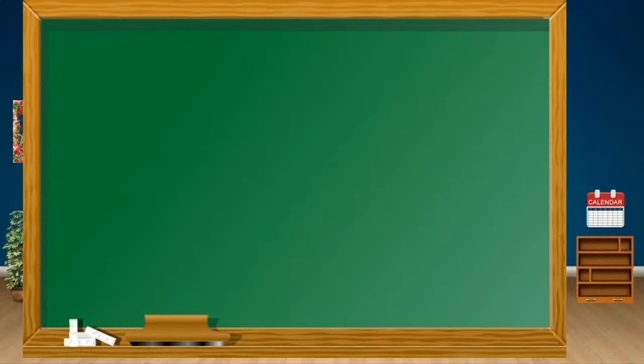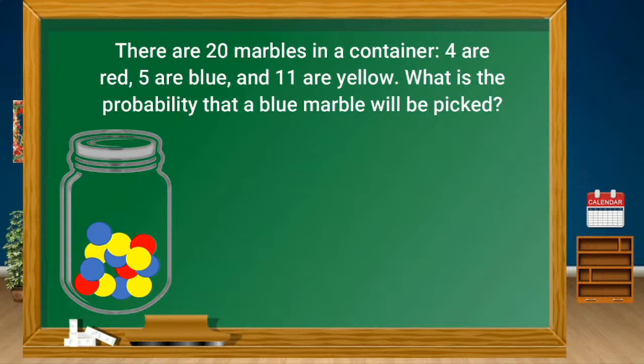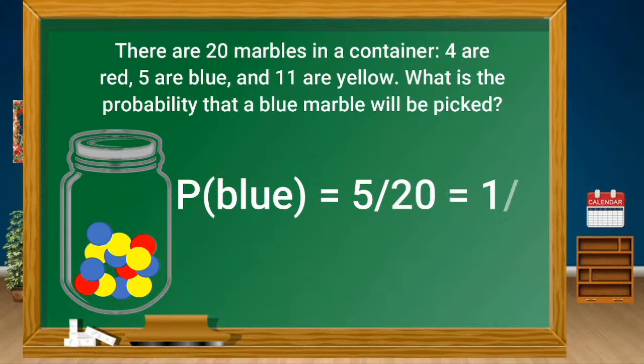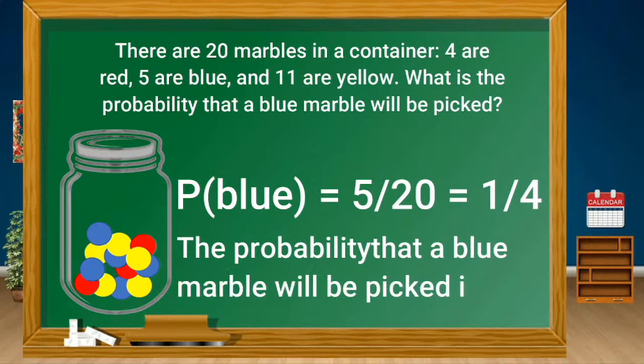Let us have another experiment. There are 20 marbles in a container. 4 are red, 5 are blue, and 11 are yellow. What is the probability that a blue marble will be picked? In our experiment, there are 5 blue marbles, and the total number of marbles is 20. The probability of the event is equal to 5 over 20 or 1/4. The probability that a blue marble will be picked is 1/4.